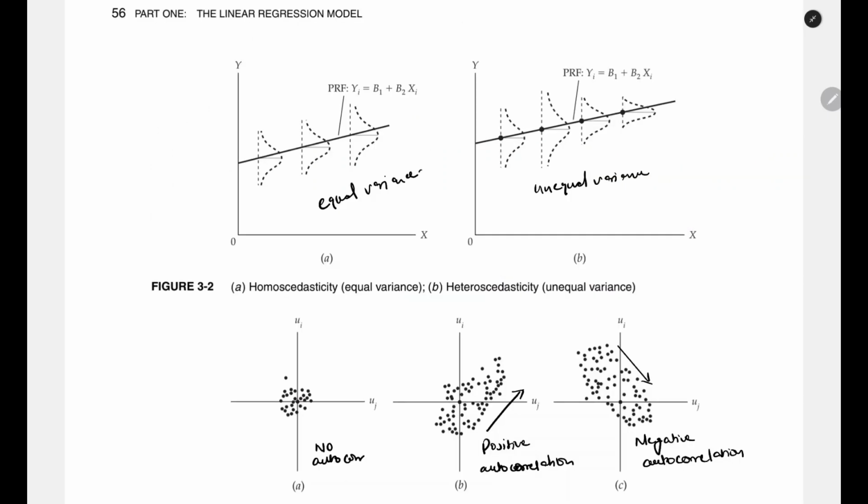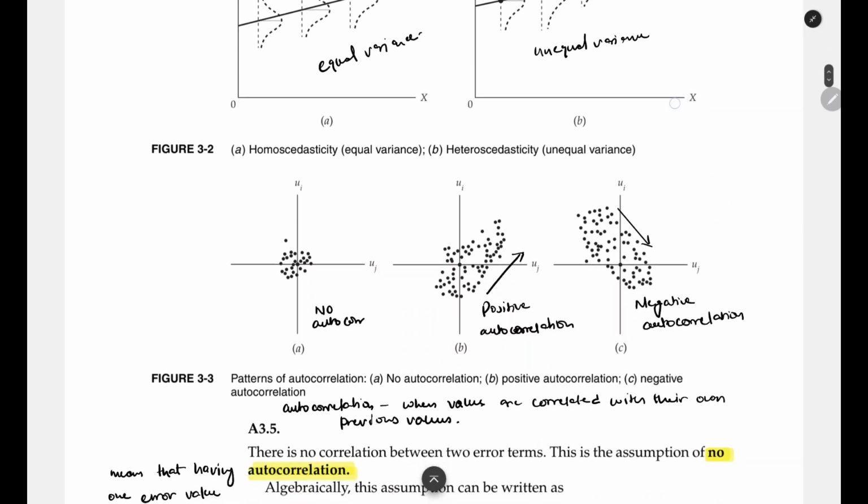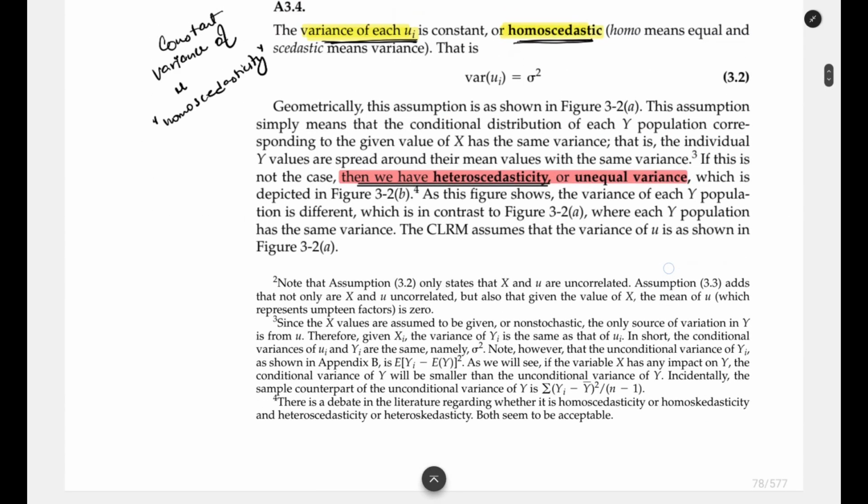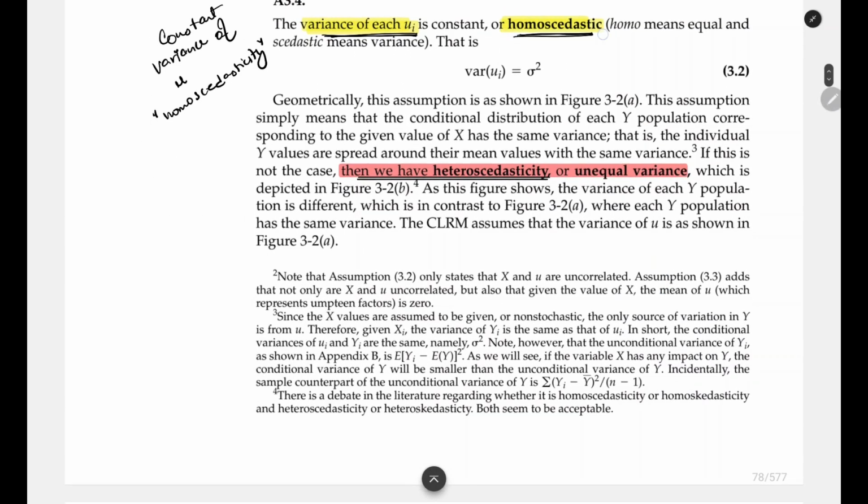Now here is a graph showing that equal variance thing. See here, all of them have the same variance, right? But when you see here, this is the unequal variance case. The variance of all the different error terms is very different. They are not constant at all. This is what it means by having constant variance, or homoscedastic variance, right?